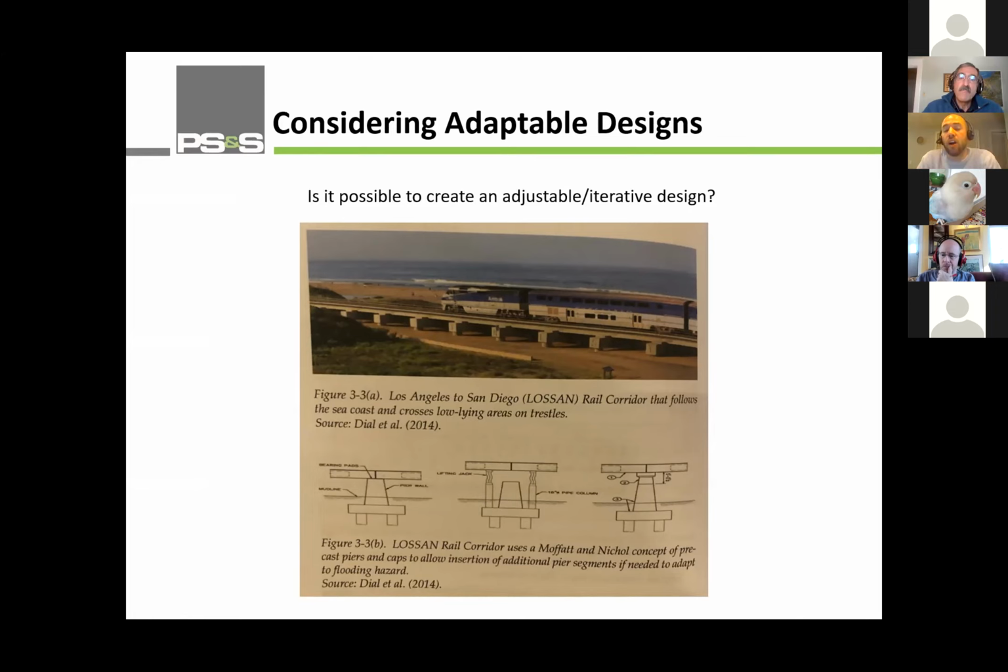So if they can build it as cheaply or as low as possible today, and then if the flood elevations continue to rise at a future date, they wouldn't have to completely demolish and remove and replace the piers. They could just take the precast pier segments to be able to raise the bridge elevation to a higher elevation. I know adjustable design maybe not applicable in most cases, but this is just an additional thing to keep in mind.